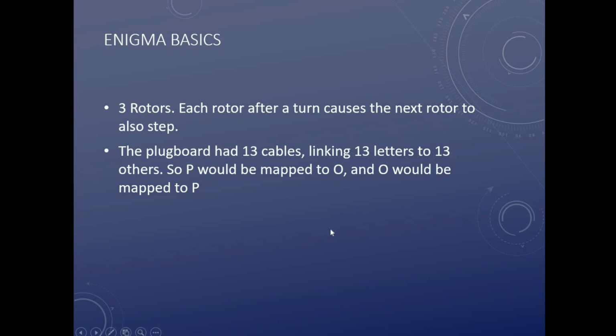It also had 26 holes in the front and 13 cables. The cables were used for linking a letter to a letter. So in my case, P would be mapped to O. They hooked the cable up to the hole for the letter P and the hole for the letter O. So really what that did inside the Enigma box was map the letter P to O, and map the letter O back to P. Okay, that added a level of complexity to it.